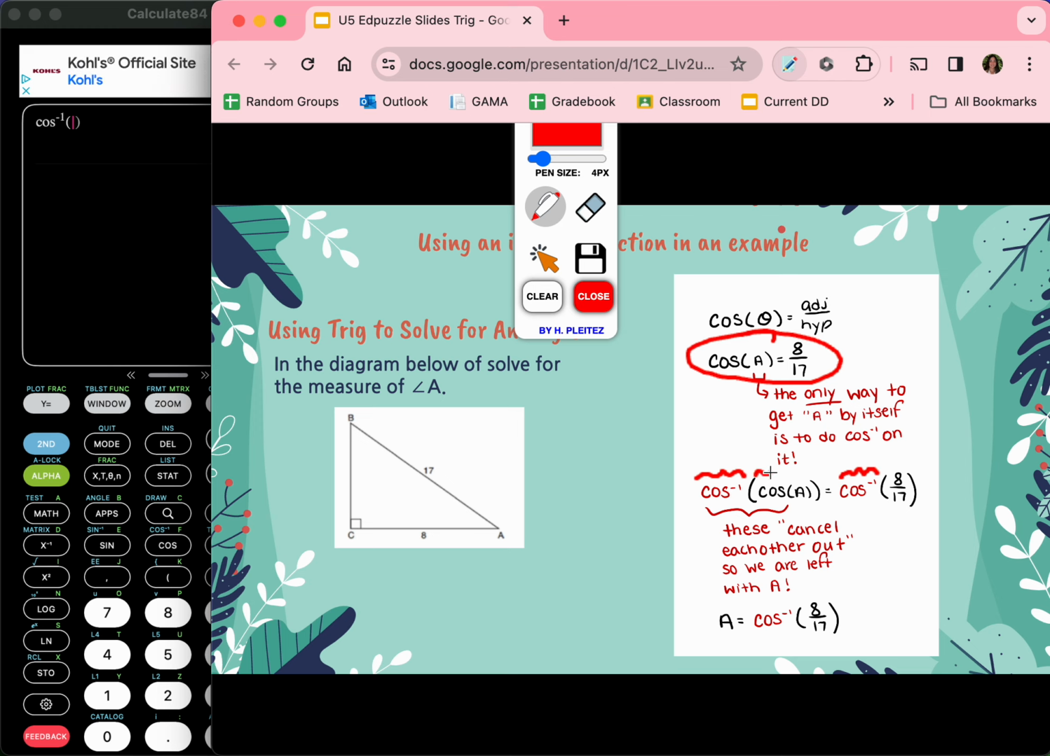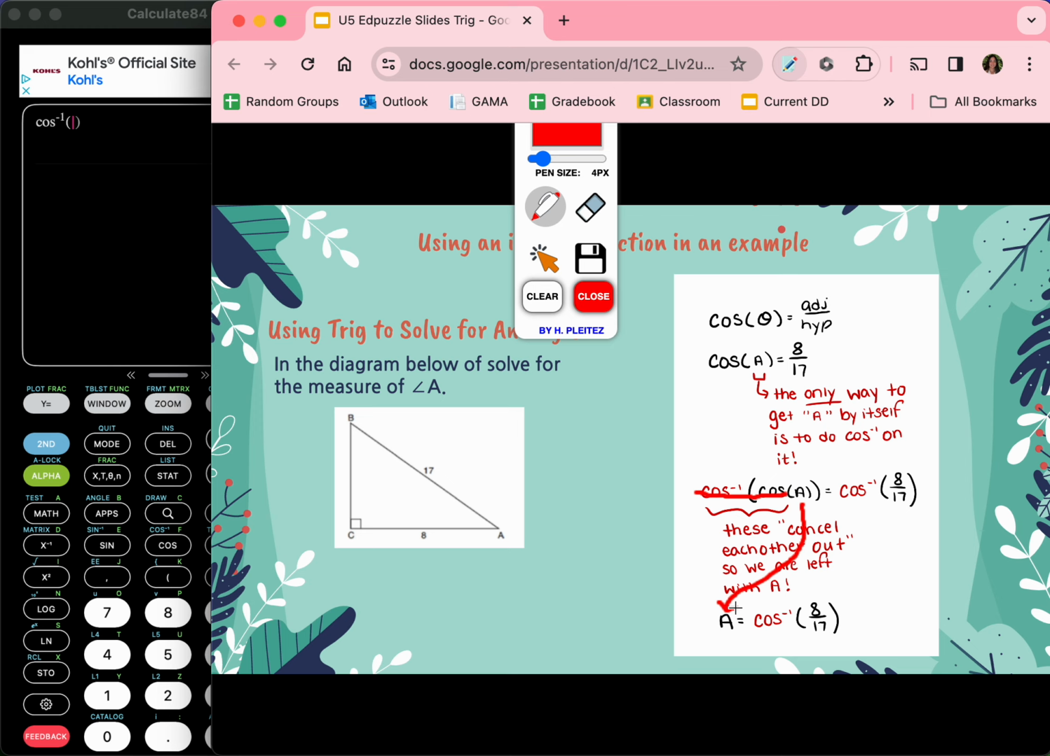Now what happens here, when you have an inverse function right next to the actual function, for example, inverse cosine right next to cosine, those are going to cancel out. Same thing if it was sine, same thing if it was tangent. And then when they cancel out, you're just left with A, which is exactly what you want. You want to be able to solve for A. And again, the only way to do that is if we take the inverse of both sides. These cancel out, you're just left with A, which is what you want. But then on the right, you're left with cosine -1 of 8/17.